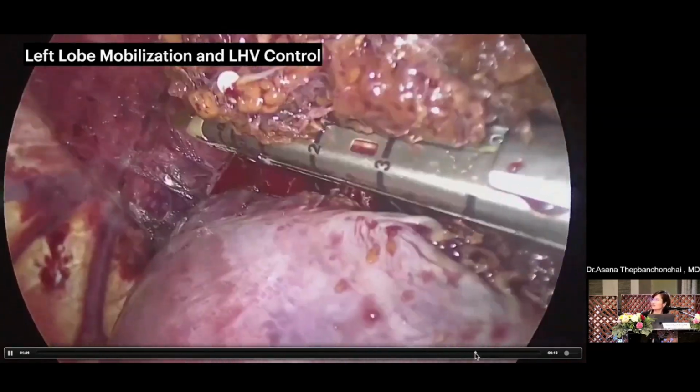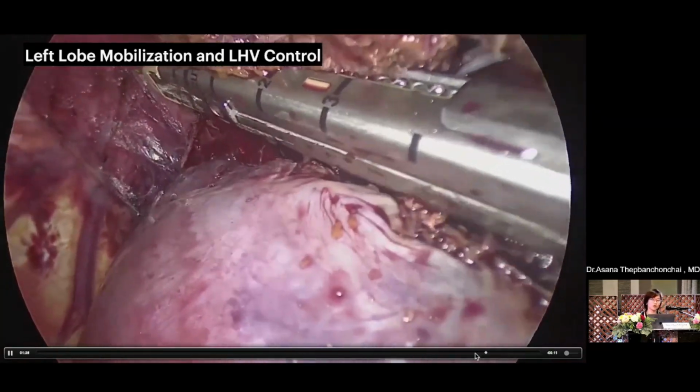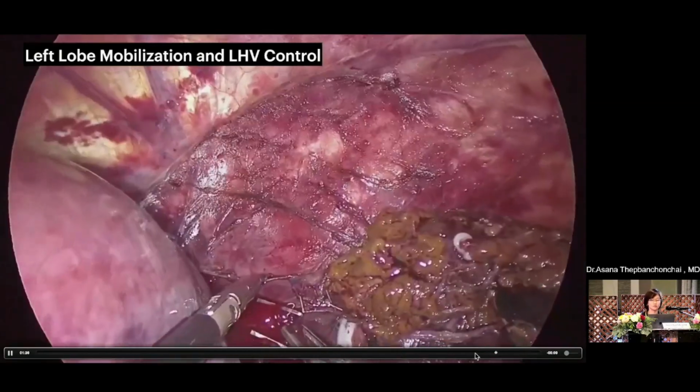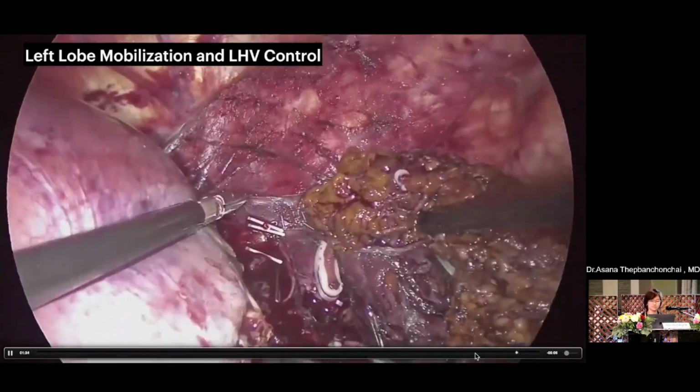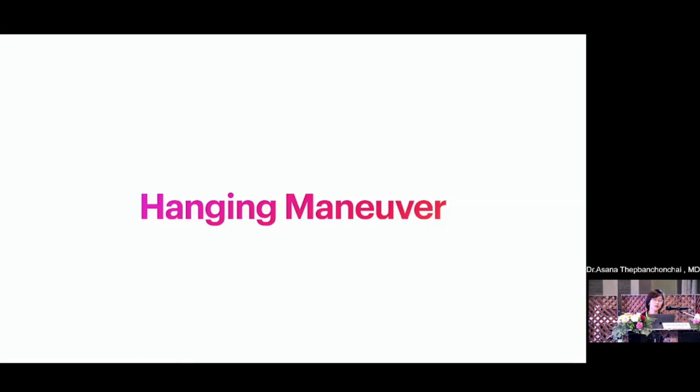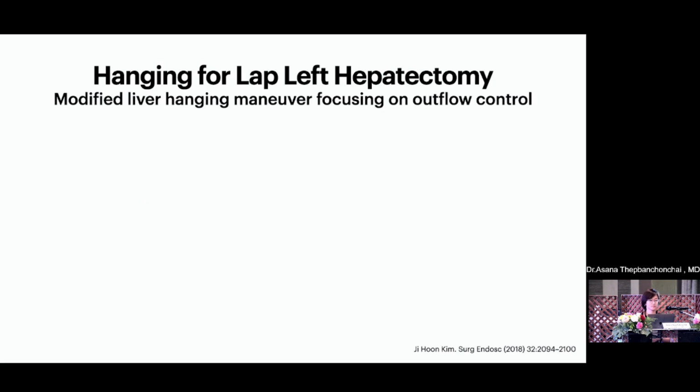However, after firing, the equivocal completion of the staple line was a concern. It was controlled with a clip before dividing. Hanging maneuver can facilitate outflow control during laparoscopic major hepatectomy. It is useful to guide the transection plane and to control bleeding in the deeper parenchyma.